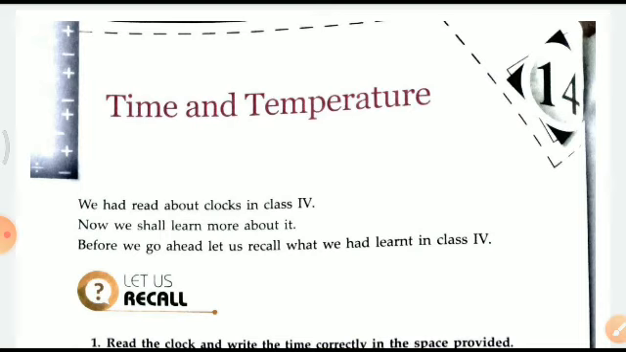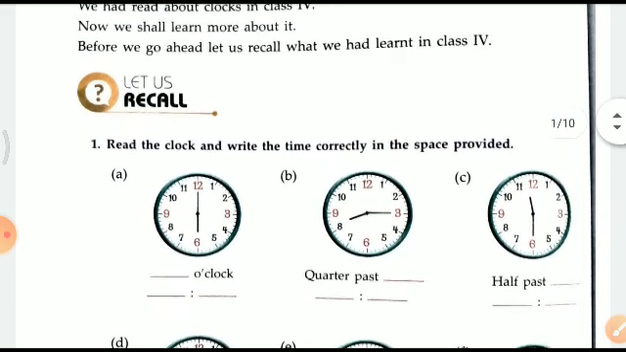And we are on to chapter 14, time and temperature. Right? We have read about the clocks in class 4th. Now we shall learn more about it. Before we go ahead, let us recall what we have learned in class 4th. Just a small recall. Read the clock and write the time correctly in the space provided.